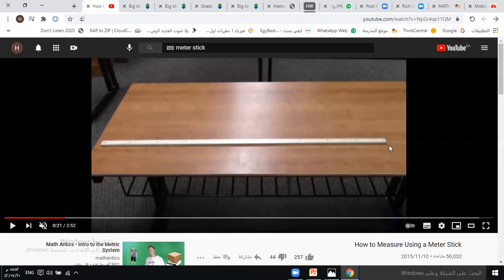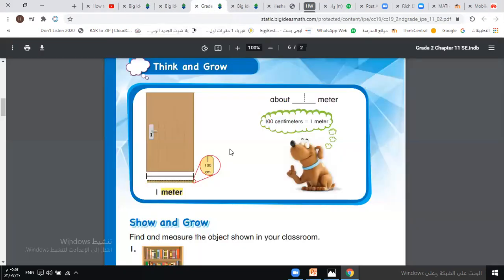This meter stick equals 1 meter, or the width of the door. The width of the door is about 1 meter. Okay, now my lovely boys, let's answer the next question.